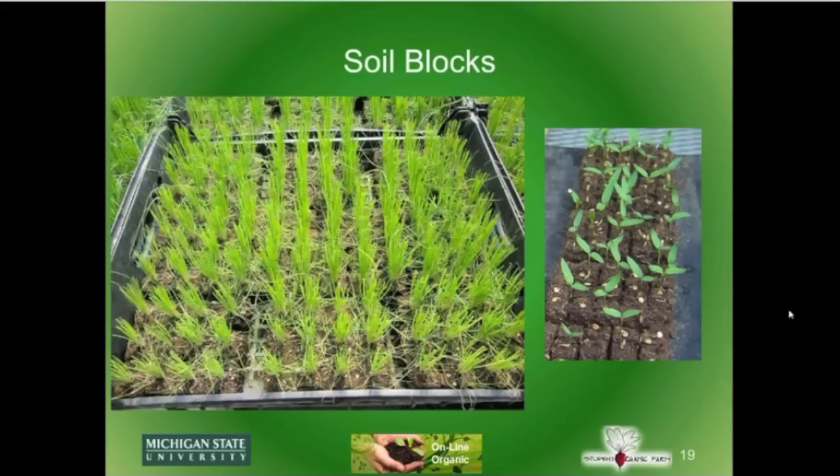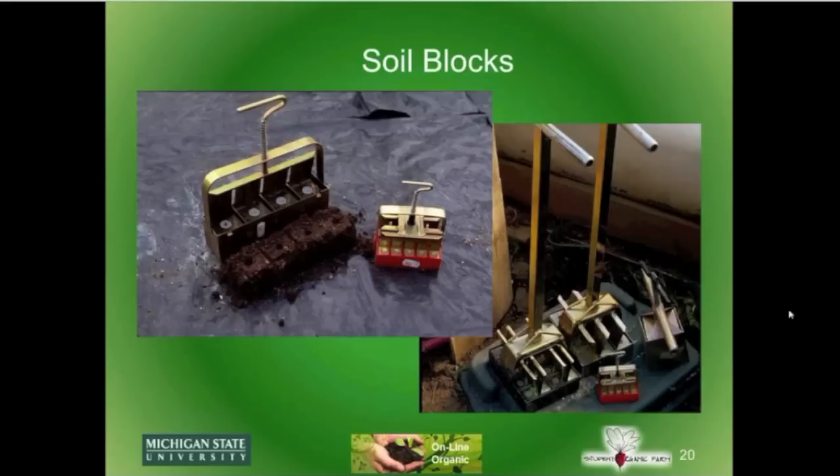This is an example of some onion, or green onion transplants that one of our farmers here in Michigan was producing, and then some peppers. It can be useful when you have very expensive seed where you only want to start each one individually and get the best germination that you can, and then they can be shifted up to larger blocks. And this is an example of the type of equipment that you would use.